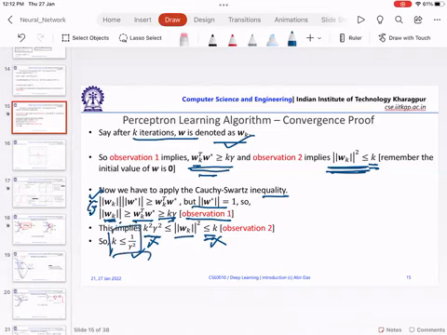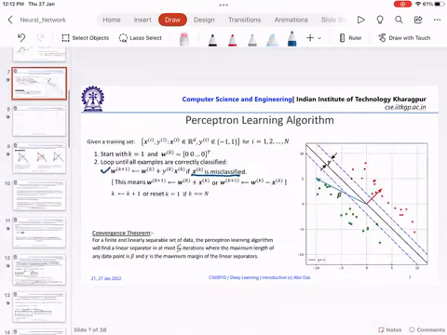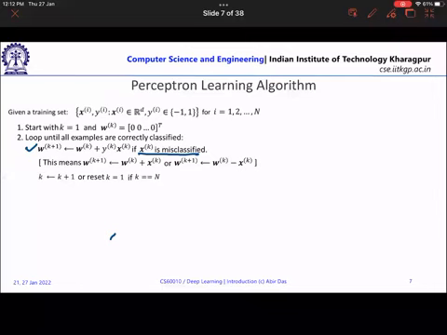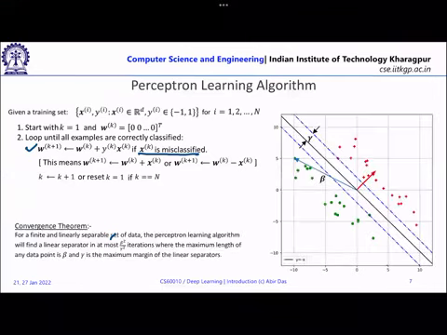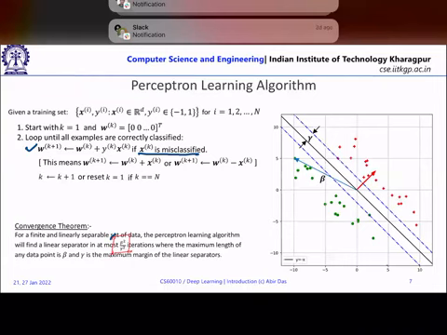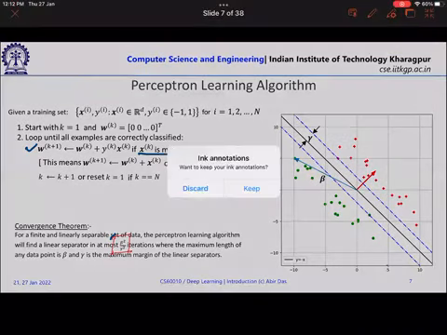But if you remember, I said about the theorem that it is beta square over gamma square. But we have seen that it is less than 1 over gamma square because we have assumed beta is 1.